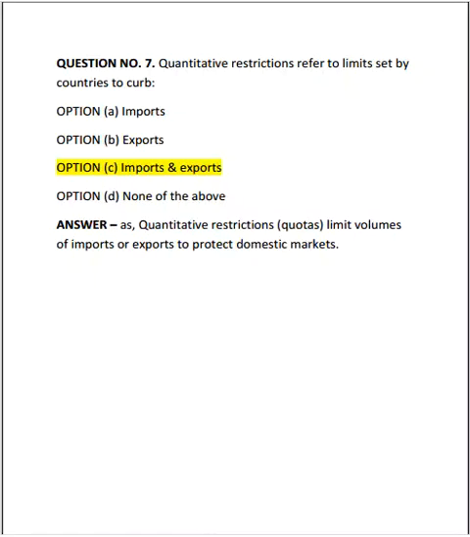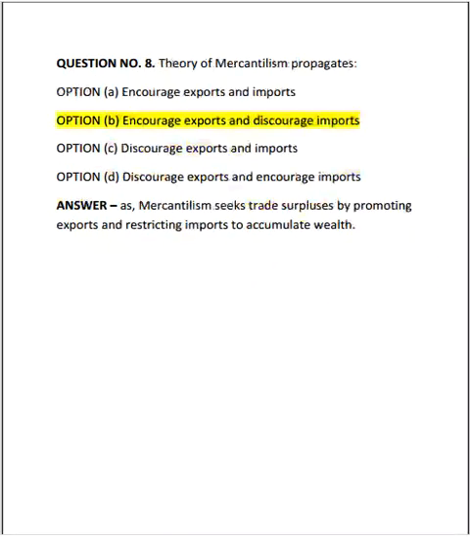Question No. 7. Quantitative restrictions refer to limits set by countries to curb. Option A. Imports. Option B. Exports. Option C. Imports and exports. Option D. None of the above. Answer. As quantitative restrictions, quotas, limit volumes of imports or exports to protect domestic markets.